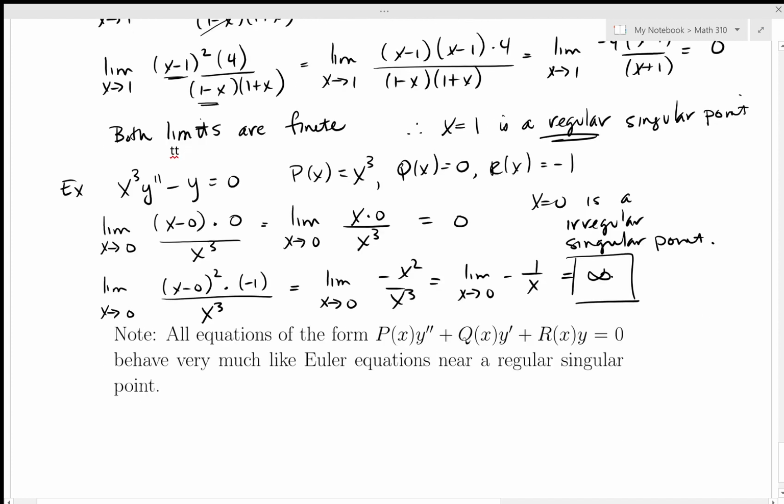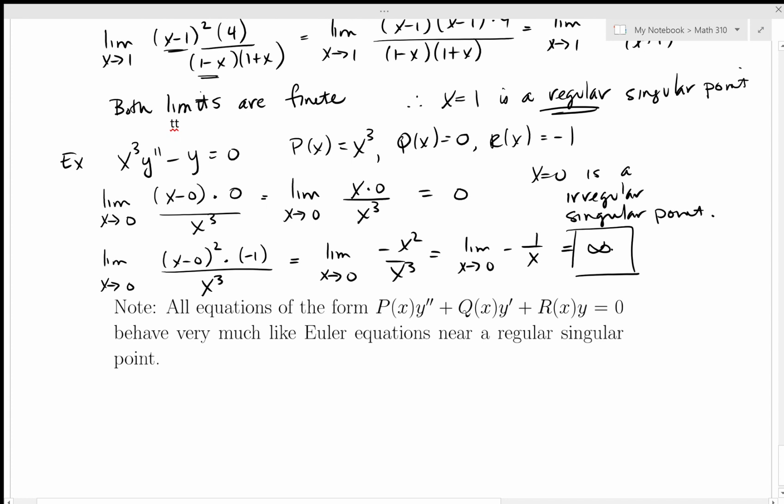This is why we were spending quite a bit of time on this, and why is that? It is because of this remarkable fact, which I am noting here. This is a very strong statement: all equations of the form p of x y double prime plus q of x y prime plus r of x y, all of these second order differential equations that are linear and homogeneous, behave like Euler equations near their regular singular points.